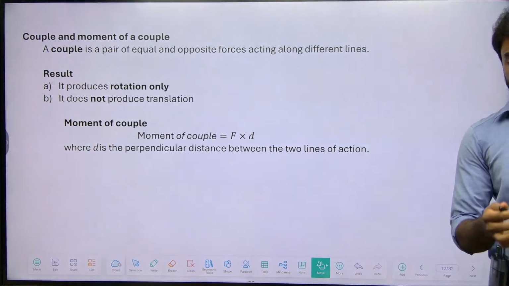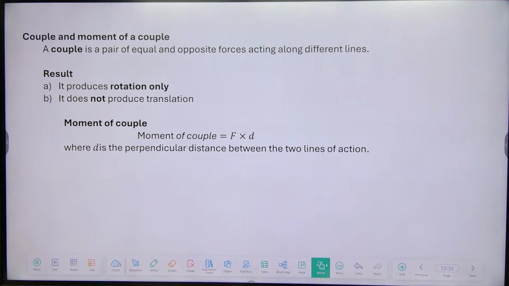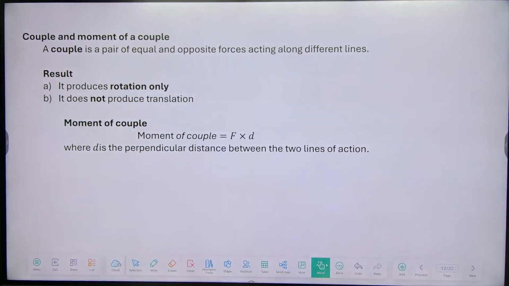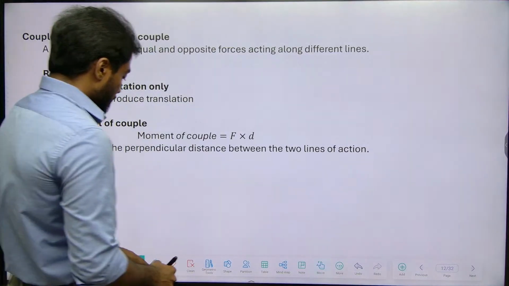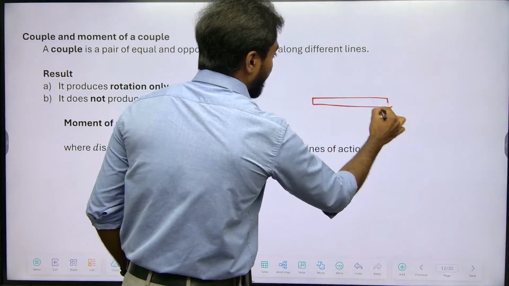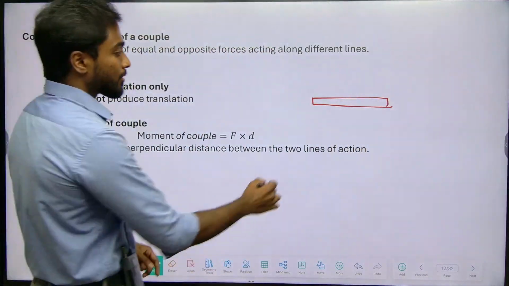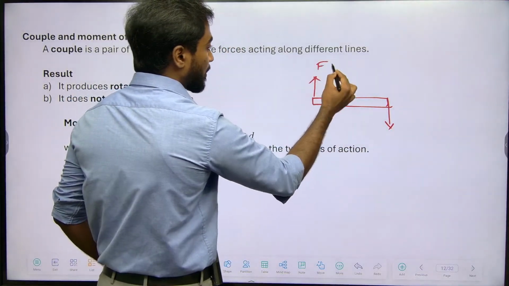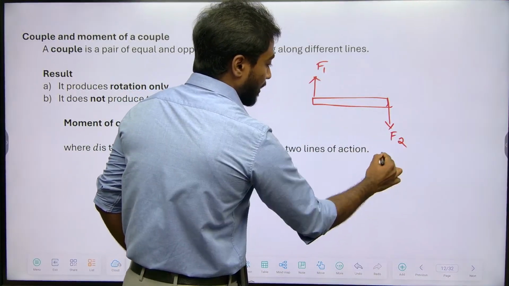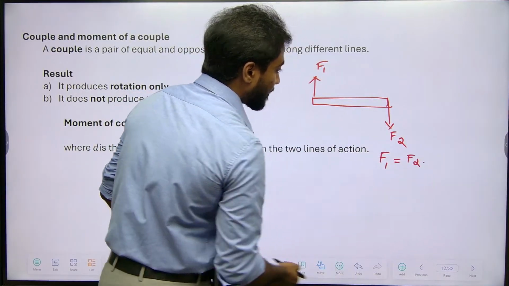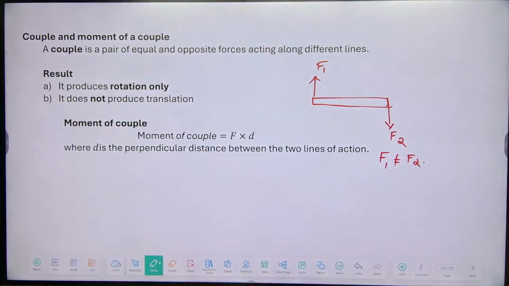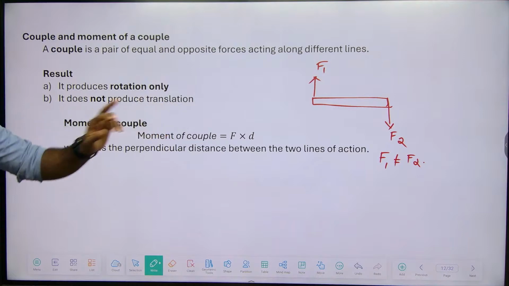Okay. So the next topic is couple and the moment of couple. A couple is nothing but a pair of equal forces in opposite directions. If I take any rod of any length, one force acts in this direction and the other in this direction. This one is F1 and this is F2. If F1 equals F2, I can say this is a couple. But if it is not equal, I can't name it a couple. It produces rotation only and does not produce translation.